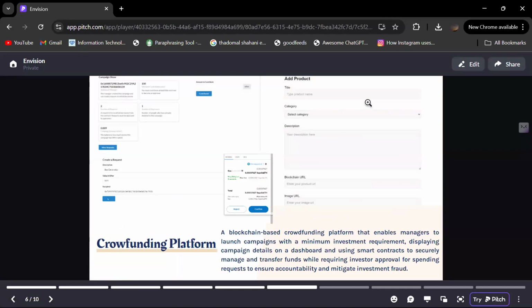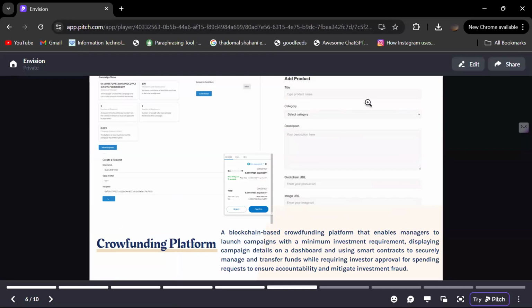Then the next feature is the crowdfunding platform. This feature allows the promotion of entrepreneurship and self-employment among individuals with disabilities through an innovative crowdfunding solution empowered by blockchain technology. First, the developer of the project creates a campaign with a minimum investment amount and provides details about the project. Investors can select the product that they are interested in and contribute to it.